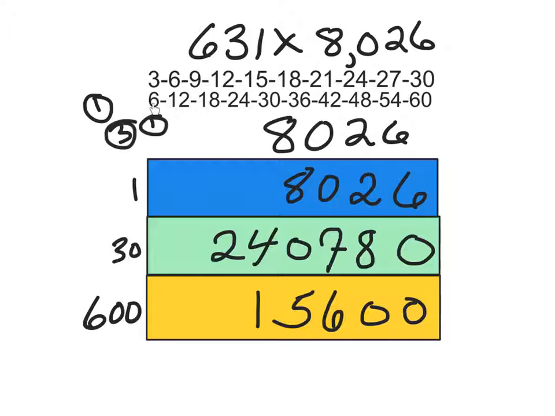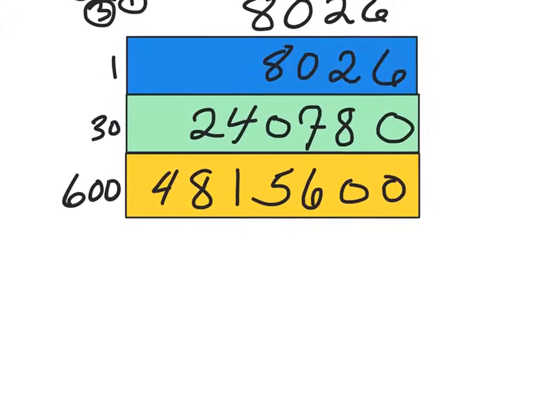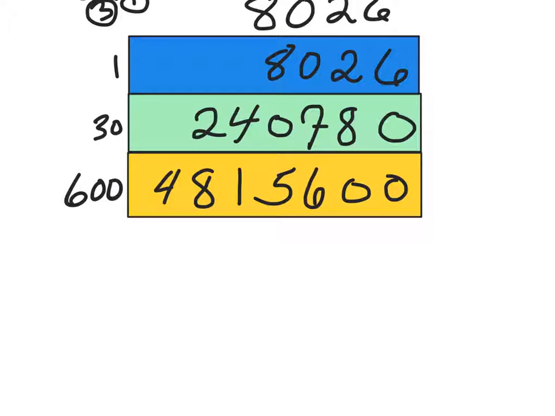6 times 8, 1, 2, 3, 4, 5, 6, 7, and 8 will give you 48. I'm going to drop the entire 48 because that is correct, my friends. I am all done with all my multiplication. All I have to do now is add these bad boys up, and I will have my product and be all done with this multiplication.